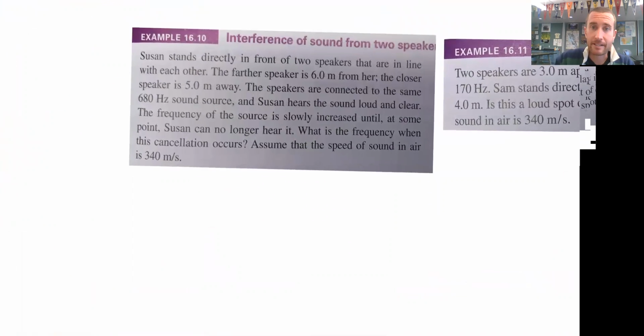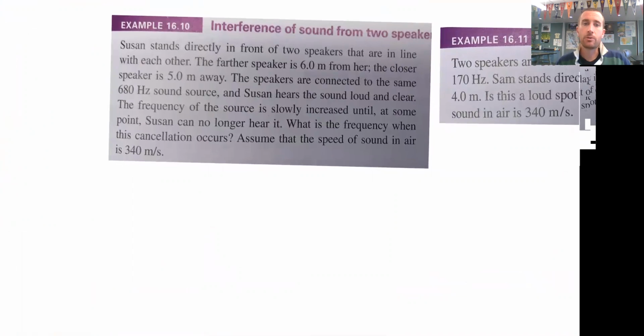So let's do a little practice on that. Interference of sound from two speakers. Susan stands directly in front of two speakers that are in line with each other. The farther speaker is 6 meters from her. The closer speaker is 5 meters away. The speakers are connected to the same 680 hertz sound source, and Susan hears the sound loud and clear. So that sounds like it's purely constructive. The frequency of the source is slowly increased until at some point Susan can no longer hear it. What's the frequency when the cancellation occurs? Assume that the speed of sound in air is 340 meters per second.